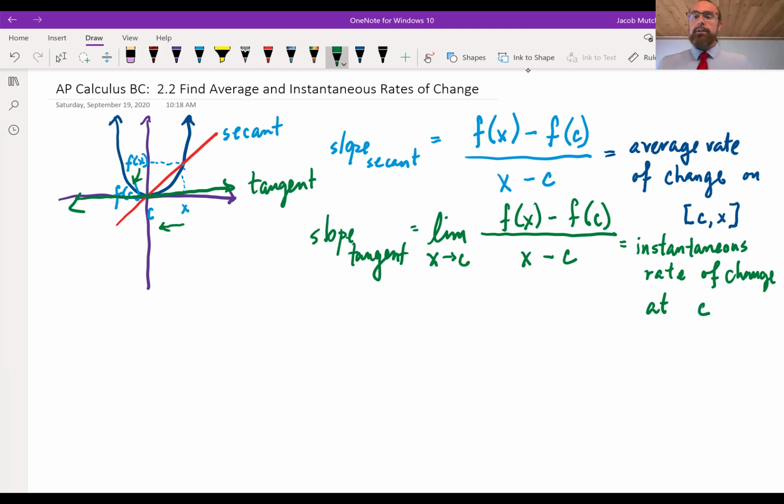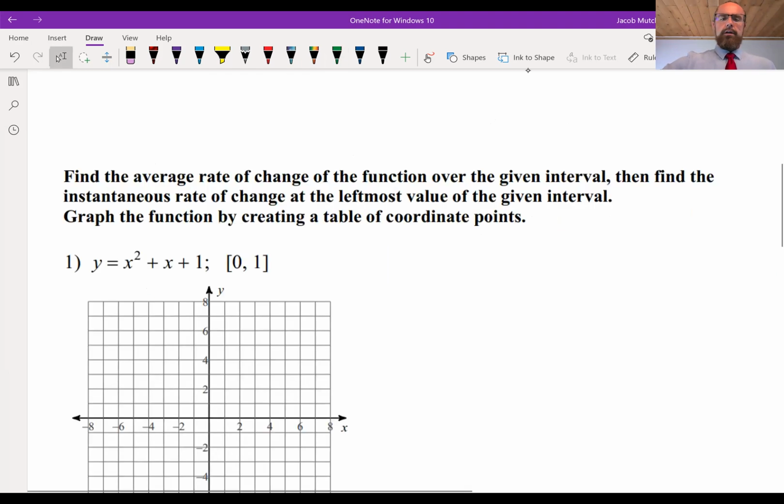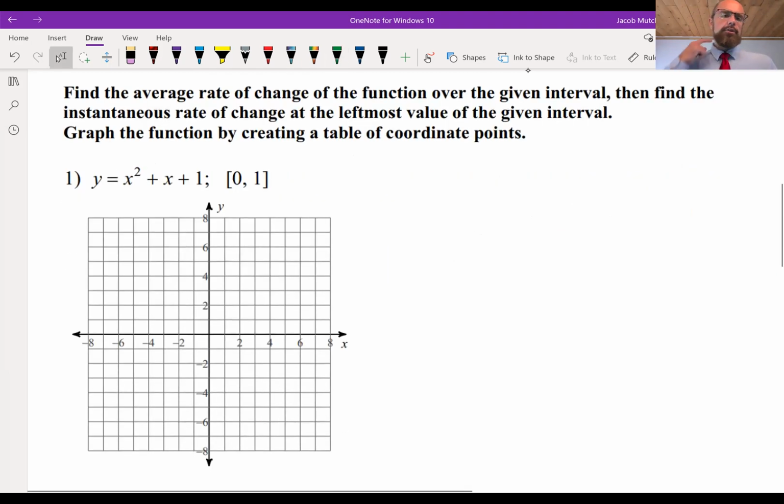So we want to take a look at two examples where we put these two ideas of average rate of change and instantaneous rate of change into action. So let's see our first example here. Here's our function number one. It's y equals x squared plus x plus 1. Our task here is to do both of these calculations. We want to find the average rate of change of this function over the given interval.